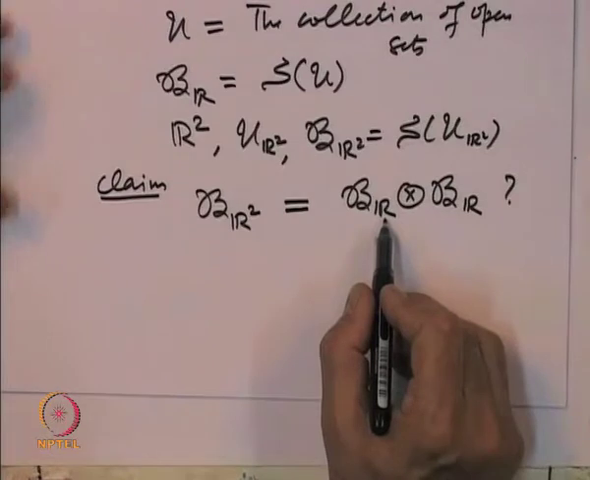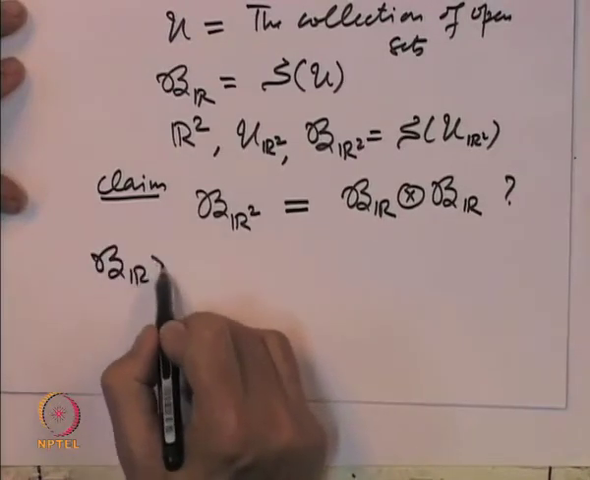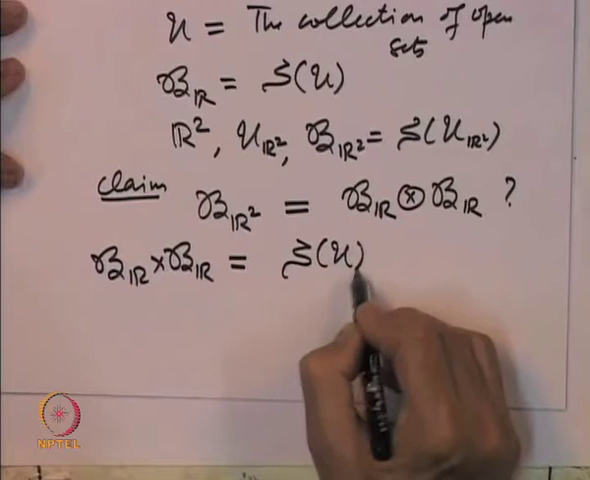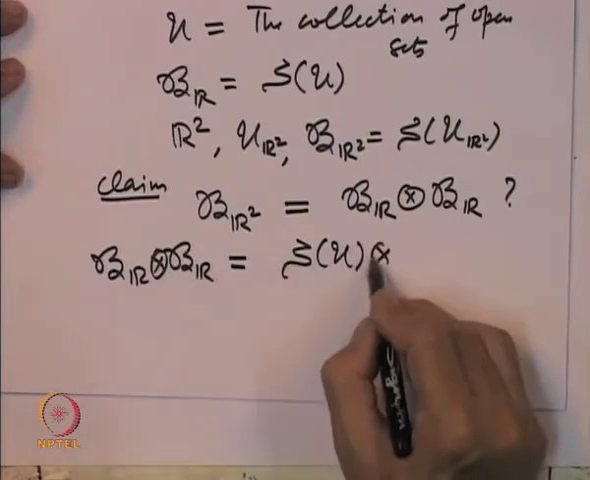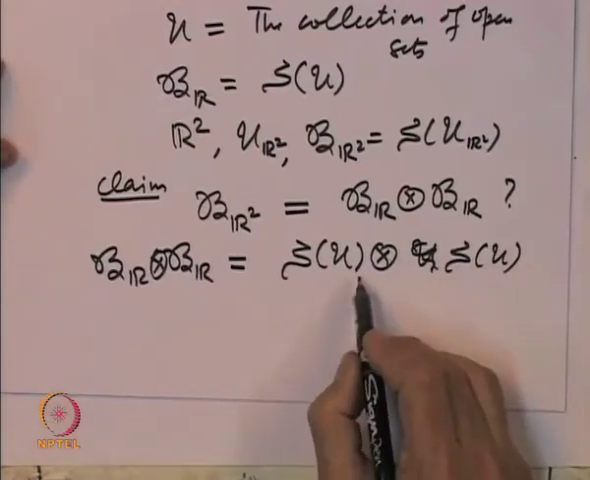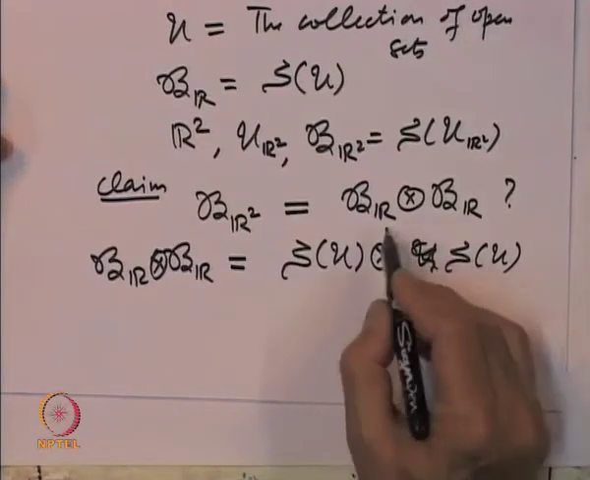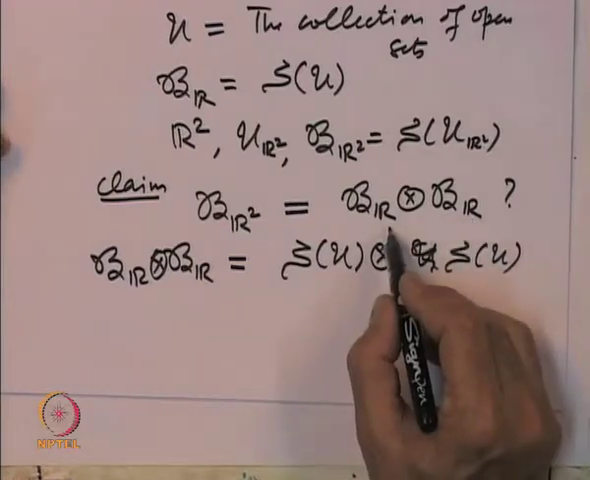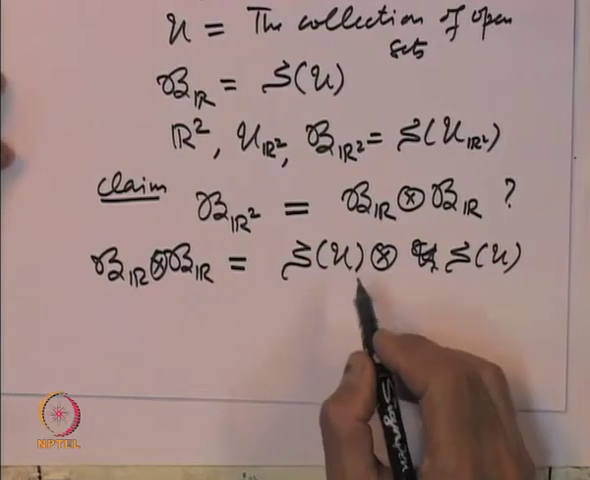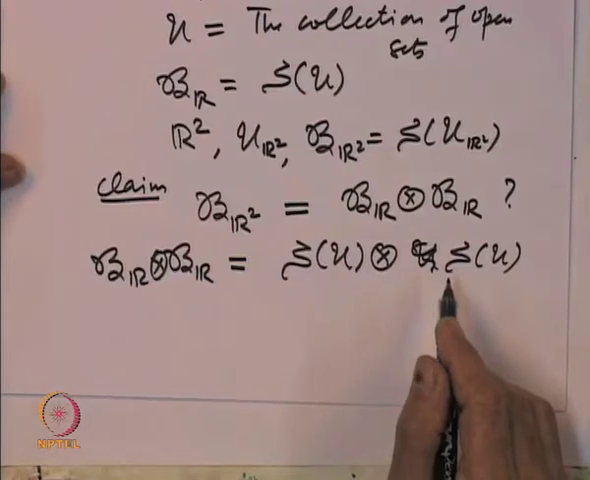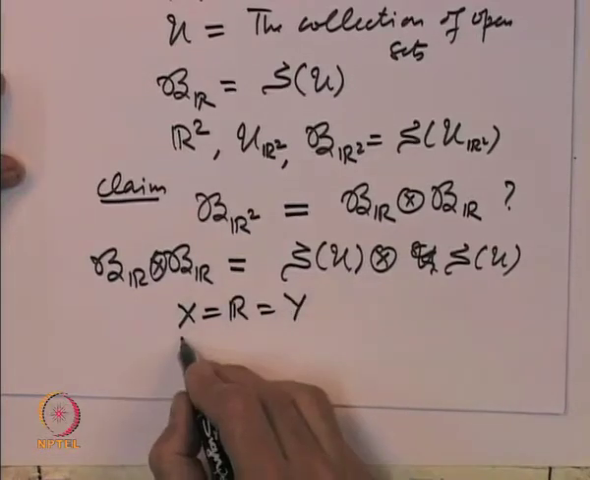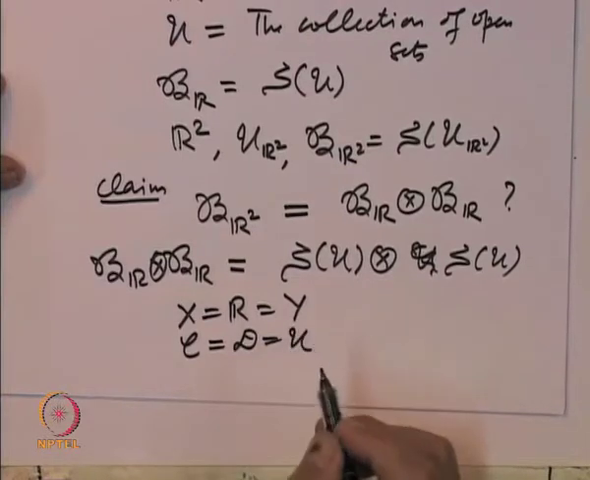Note on the left hand side, B of R cross B of R is nothing but the sigma algebra generated by open sets times the same sigma algebra S of U. So, it is the product of the Borel sigma algebra with itself, and the Borel sigma algebra is generated by open subsets of the real line. So, this is a perfect setting for applying our previous theorem. We have X equal to R equal to Y and C equal to D equal to open sets.